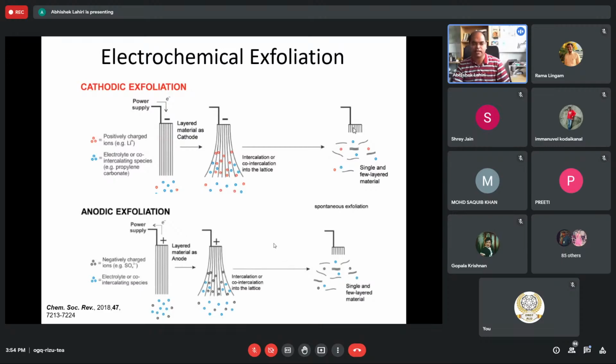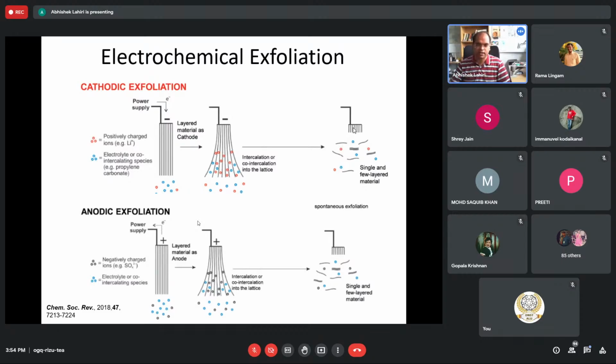So for example, you can take lithium sulfate as the electrolyte, take graphite as the cathode, and take something else as the anode. When you apply a potential between the 2 electrodes, lithium intercalates, and obviously you're creating stress, and therefore it will expand and finally break down in the system. So this is the main principle of electrochemical exfoliation.